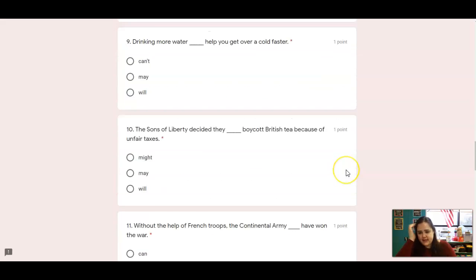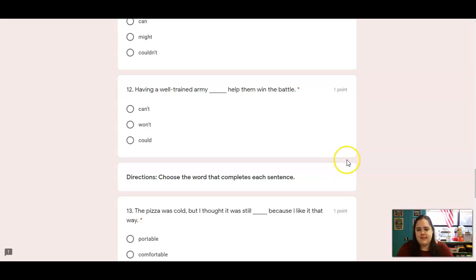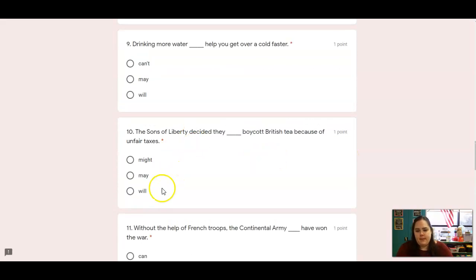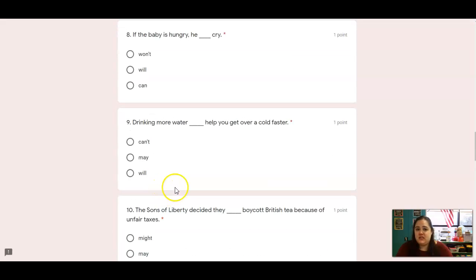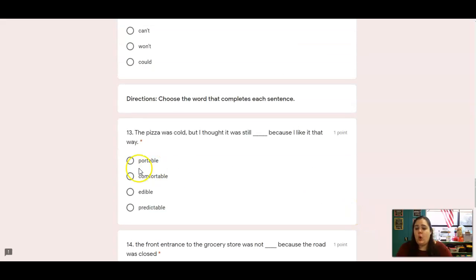And for 6, 7, 8, 9, 10, 11, 12, you're going to simply choose the word that fits the sentence. So can't, won't, could, can, might, couldn't, might, may, will. Pick the one that best fits in the sentence. And then lastly, we're going to go over those words, the able or ible words again. So remember when we add that able, it turns the word into an adjective. So you're going to fill in the blank with the word that completes the sentence.